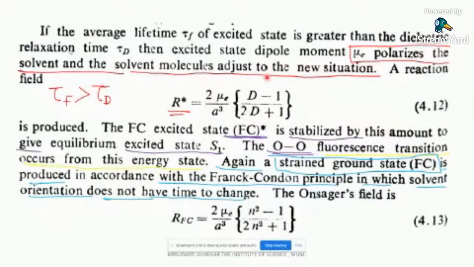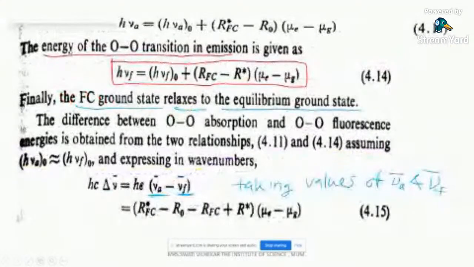The dielectric constant will be replaced by the refractive index. Now, this is the equation which we have already written, that is h nu A, the energy of absorption, will be divided into two parts. This is the gas phase energy and this is the reaction field energy associated with the transition.